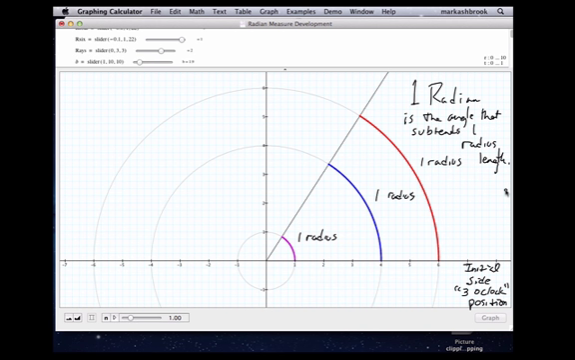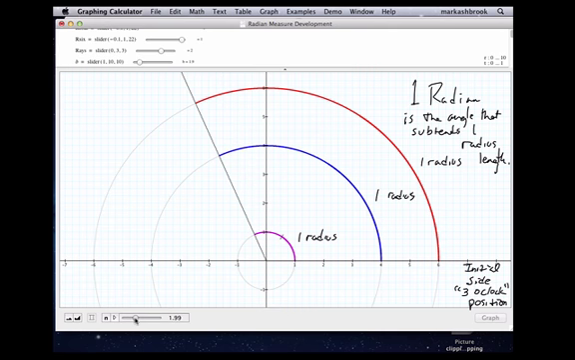So the number of radians is the same as the number of radius lengths subtended. If I tell you that this is 1 radius length from here to here, and then also from here to here is 1 radius length. So from there to there is 1 radius length, and then from that tick mark to the end of our angle is 1 radius length.